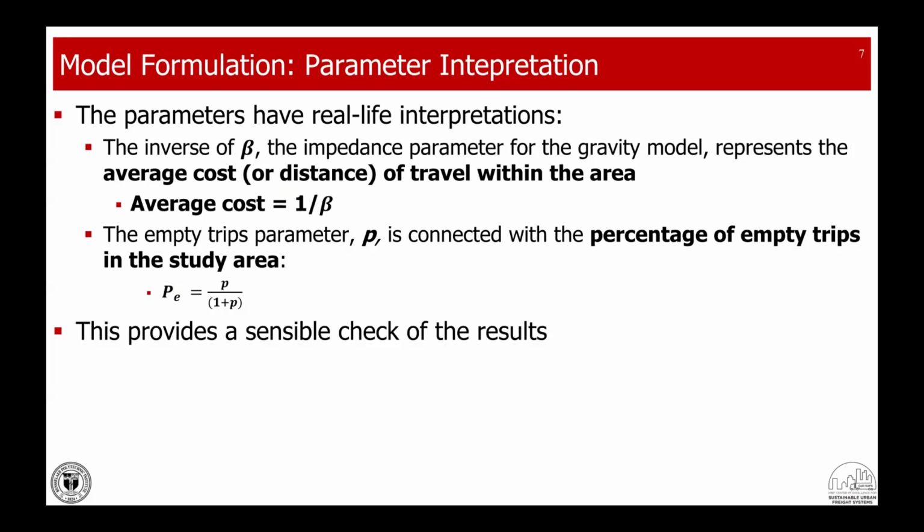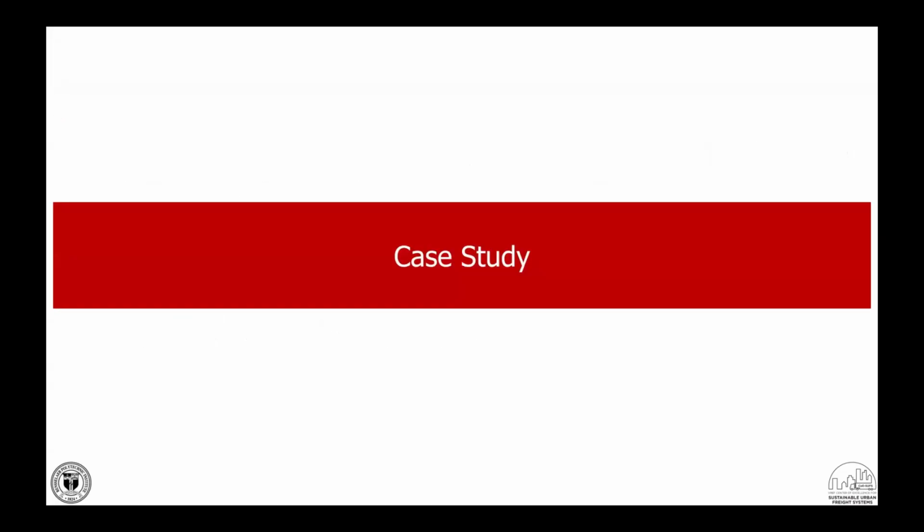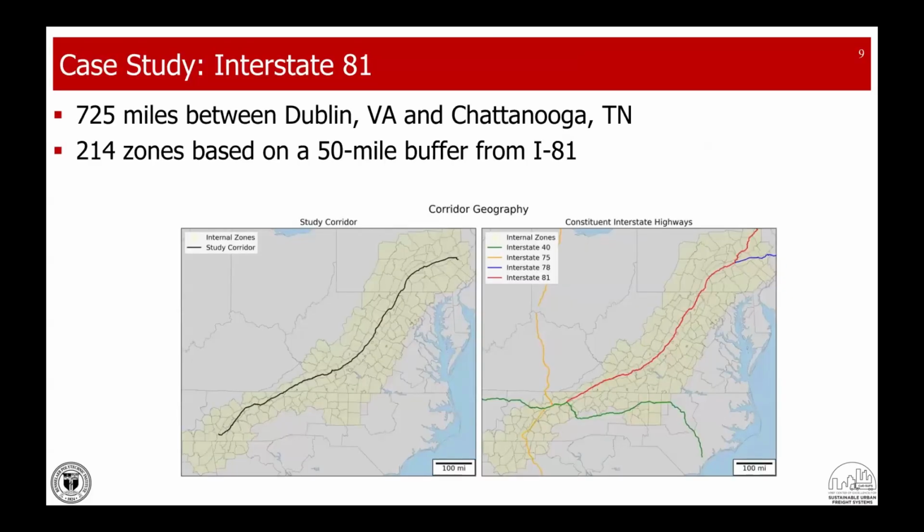So again, if you have an average cost that is extremely high or even longer than the end-to-end travel time for your zoning system, you know that things are going astray. And the same with if you're seeing more than half of the trips being empty, something is going wrong with your data mostly. Our case study is focused on 725 miles. And here I wrote Dublin, it should be Macungie, Pennsylvania. And this goes all the way into Chattanooga in Tennessee.